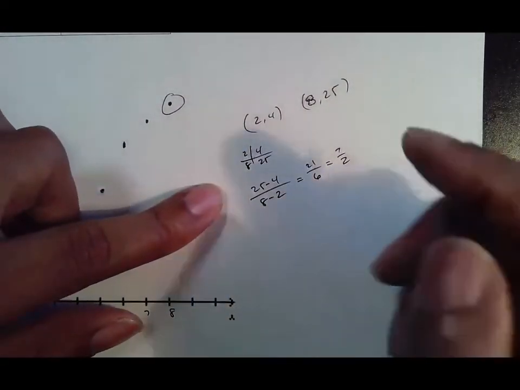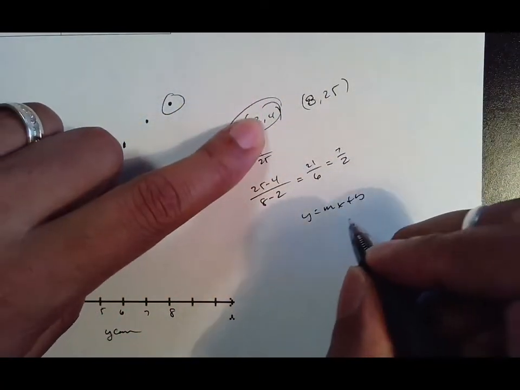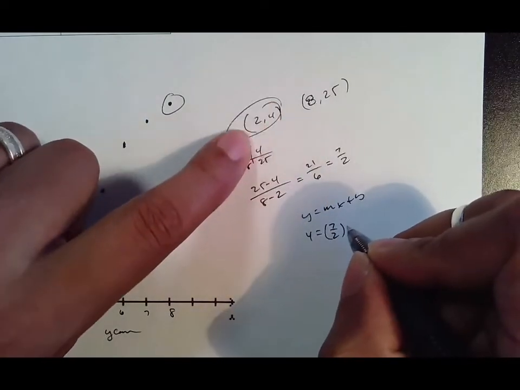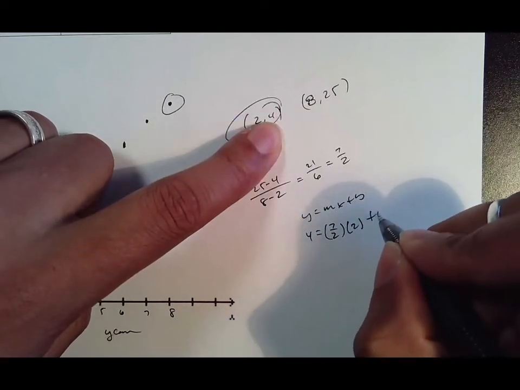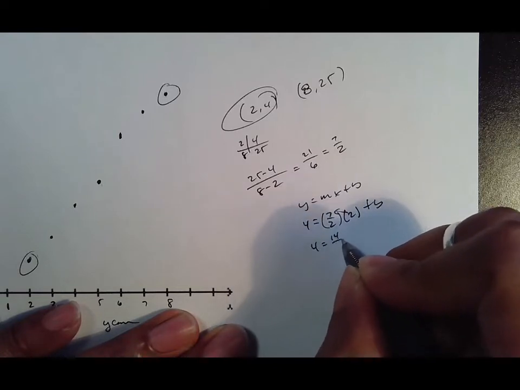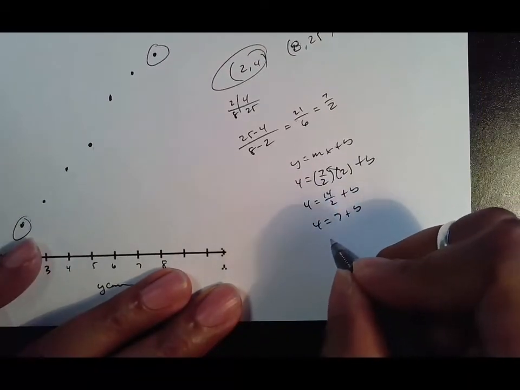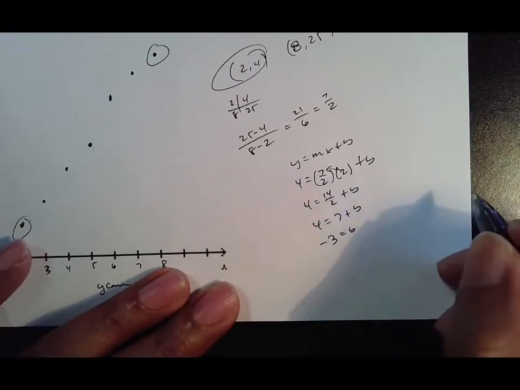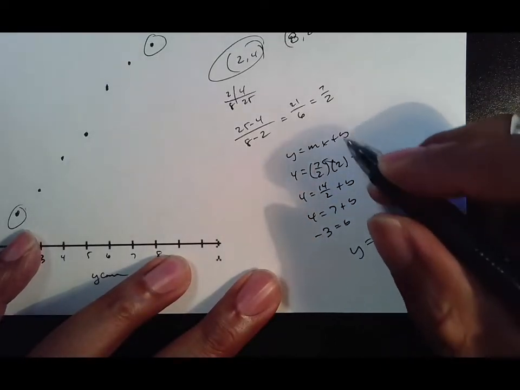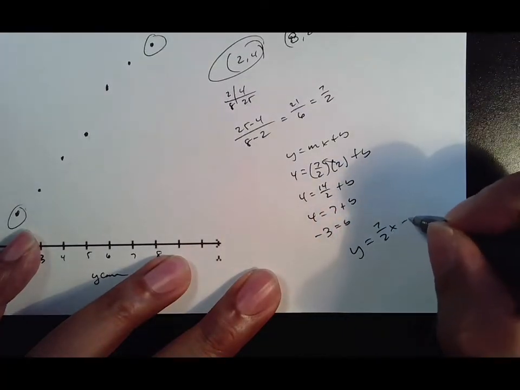We then take that 7 over 2 and one point. We do y equals mx plus b. We plug in our y, which in this case is 4. We plug in our m, which is 7 over 2. We plug in our x, which is 2, plus b. We multiply up, which actually makes it nice because it ends up being 14 over 2 plus b, which ends up being 7 plus b, which means that in the end you subtract your 7, getting negative 3 for b. So your equation would be y equals 7 halves x minus 3.